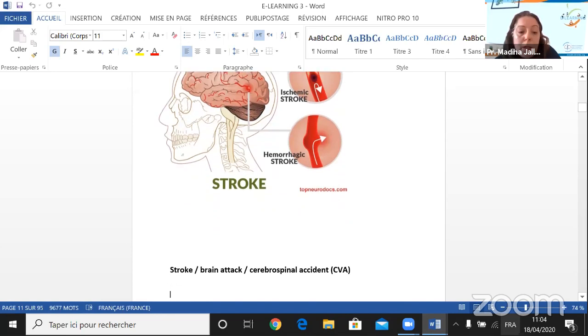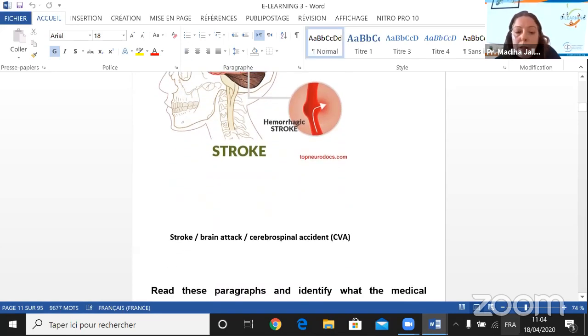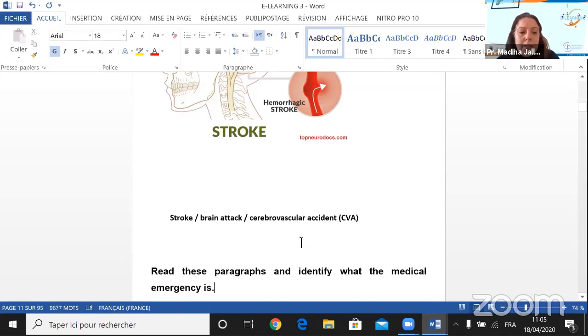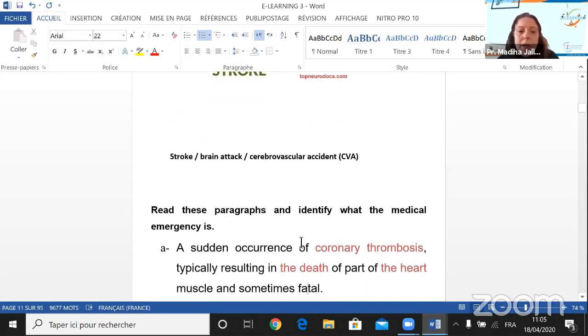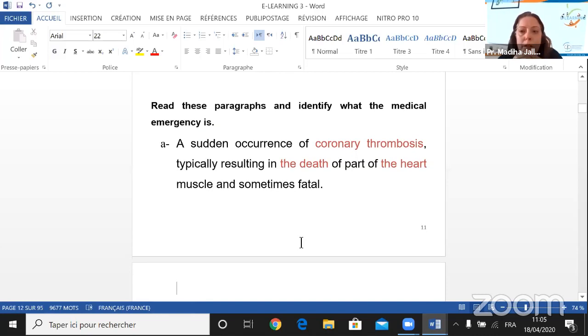The stroke can also be called brain attack, or a cerebrovascular accident, or CVA. Okay, good. Now, after introducing some medical emergencies, let's now do this exercise. It said, read these paragraphs and identify what the medical emergency is. Please, can you read and identify the problem here?